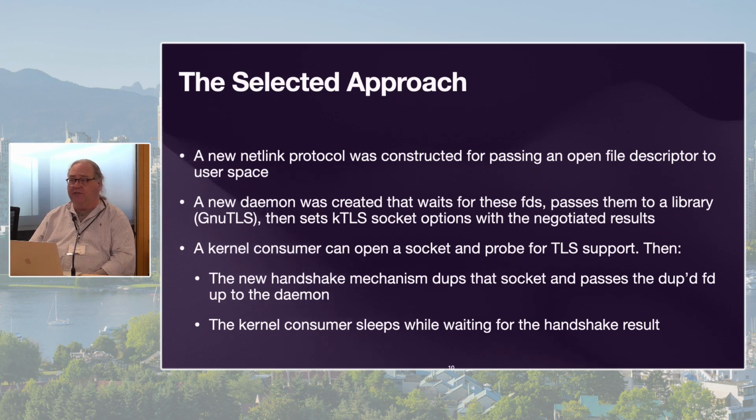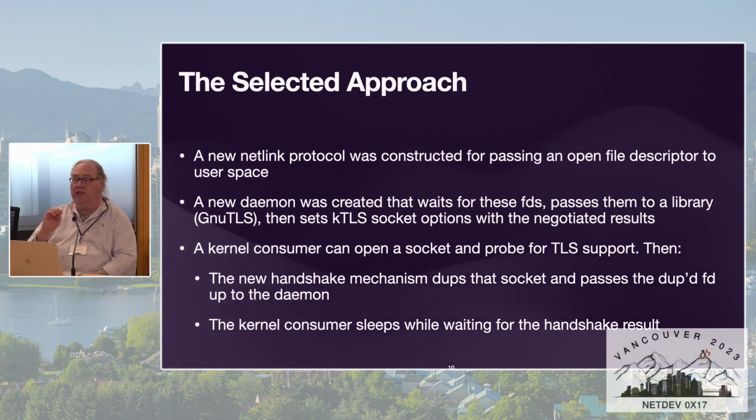So essentially what happens is a consumer says, I want a handshake on this socket, and it goes to sleep. And the socket is passed up to user space. GNU TLS handles the details on that socket. It sets up the KTLS session details using setsockopt, and then wakes up the kernel consumer and says, go to town, the socket is ready for use.